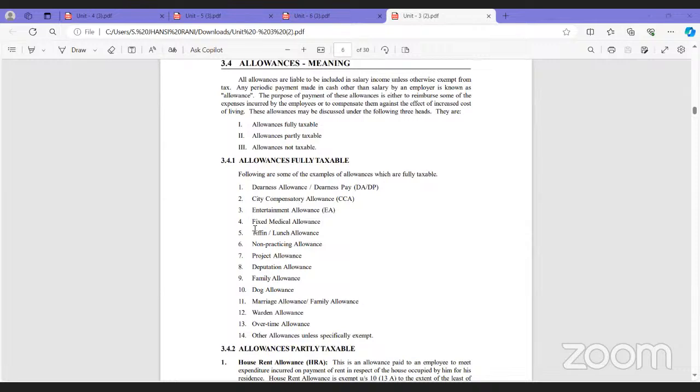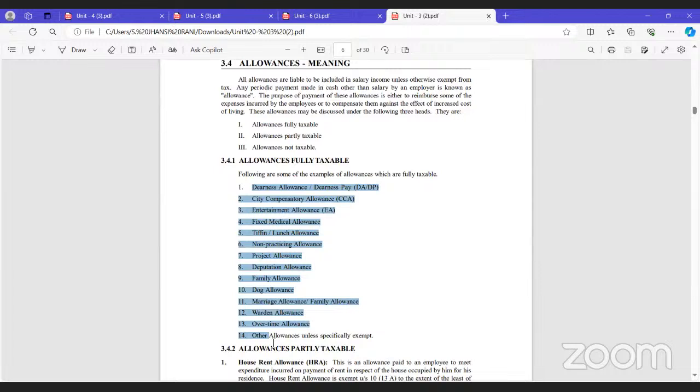This is an old book, so they have given only 14, but now we have 19 allowances which are fully taxable allowances. So if these points come in the question, they are fully taxable. There is no calculation, nothing. Directly we will write in the amount column whatever amount is given, except in case of entertainment allowance.